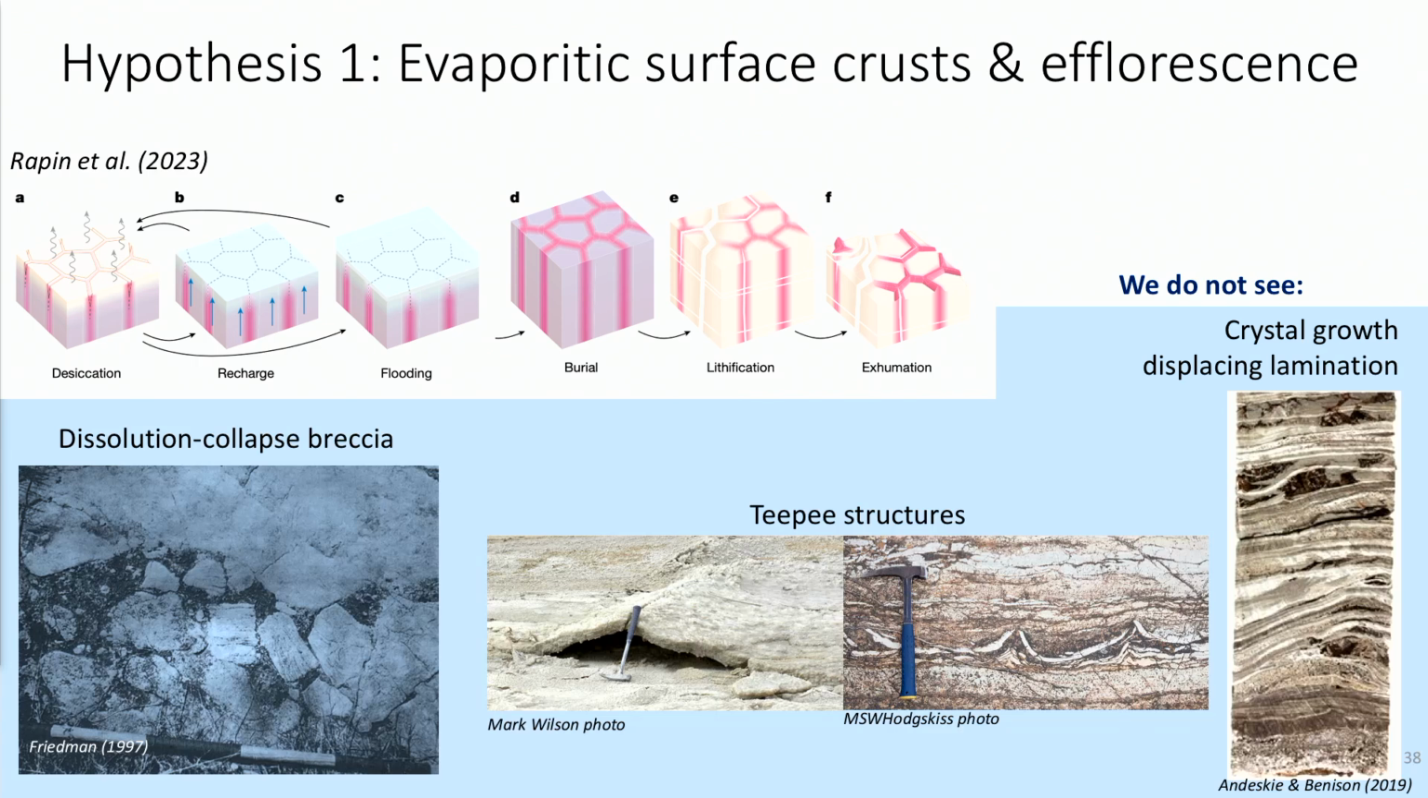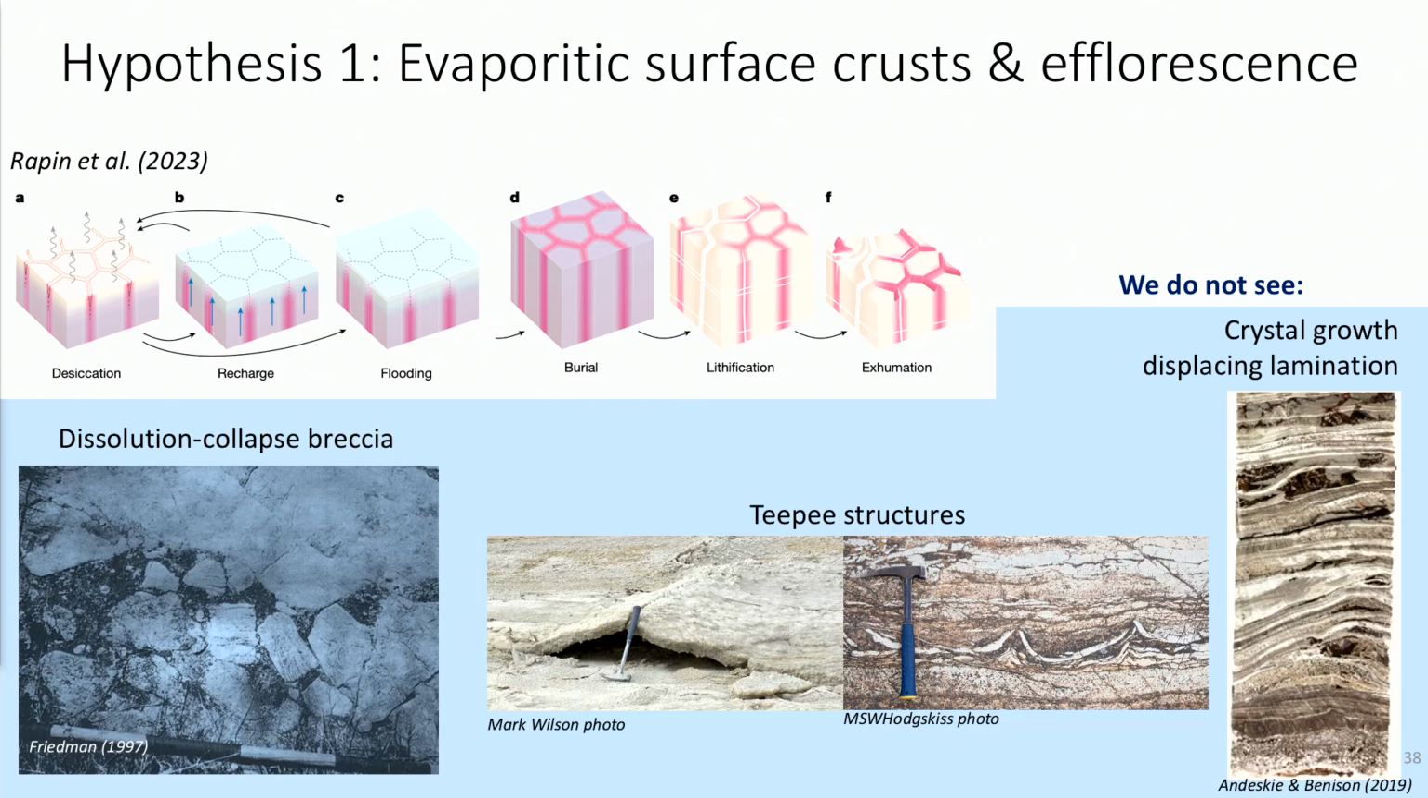We've got a nice modern and rock record example where when salt crystallizes, it expands and creates these formations. And then on the right here, crystal growth displacing lamination. So salt crystals can grow and actually cause those laminations to deform and drape around them. So these are just some examples of things that we've been looking for, but we didn't find in any of our traverse through here. And I think that that is a really important key here when we're thinking about the sedimentological evidence, not just the chemical evidence for what we're seeing with these sulfates.